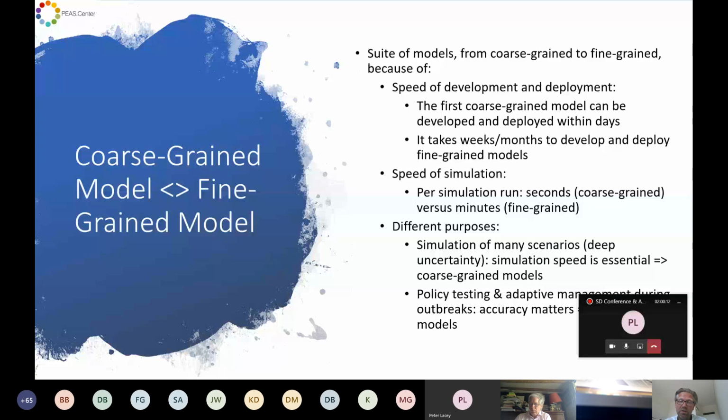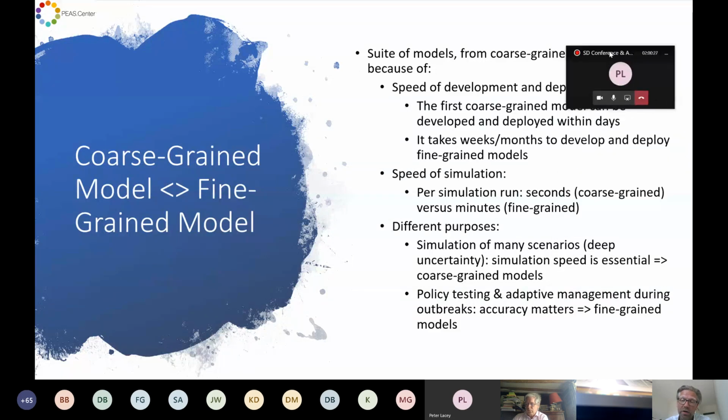Whereas when it is really about an outbreak that is happening locally, then you want to be able to test those measures and really fine-tune them for particular regions. And also for accuracy matters, the fine-grained models are much more important.